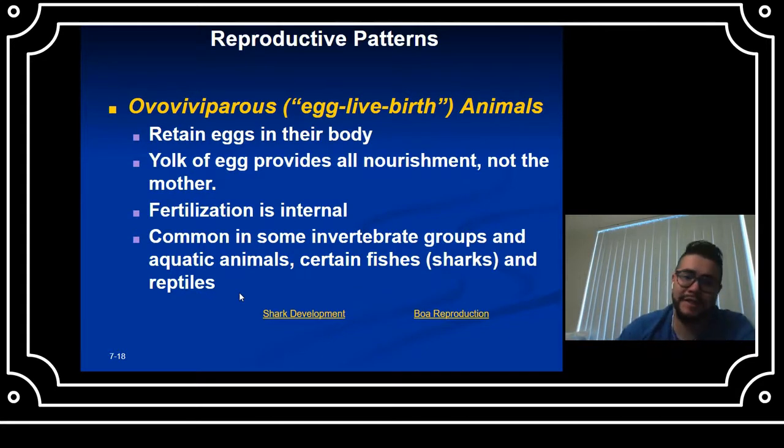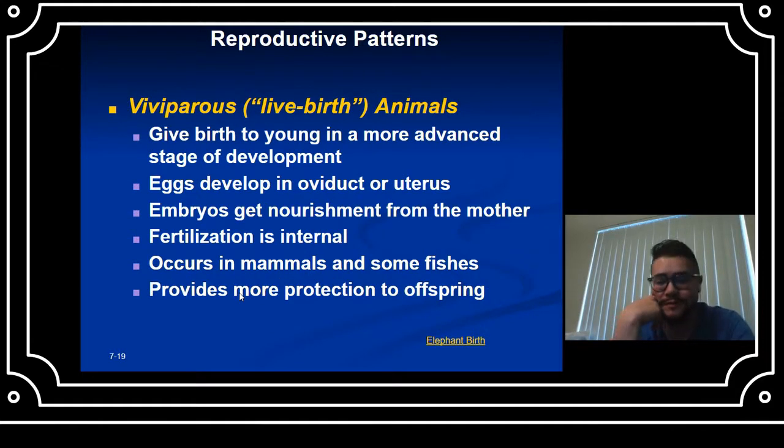Next up is ovoviviparous. And that is technically called egg live birth, where an egg is still made, but the egg is retained inside of the body of the animal. So the egg and the yolk inside the egg provides all the nourishment and not the mother. In this case, fertilization has to be internal because the egg stays inside the body. This is common in some types of invertebrate groups, along with a lot of aquatic animals, certain fish and reptiles as well. If you watch the video, the shark video or the boa video are both good examples here.